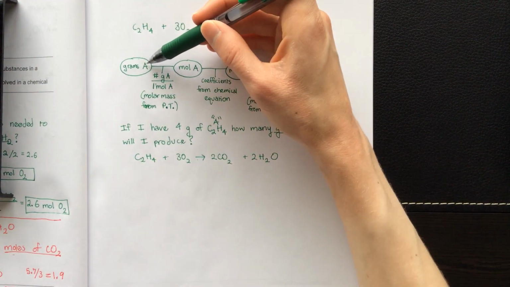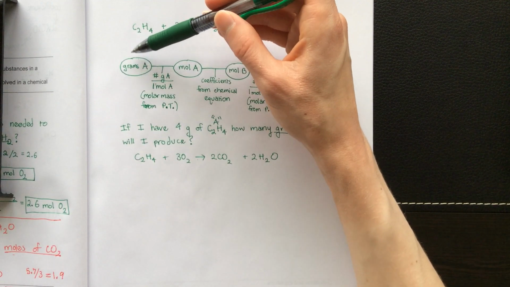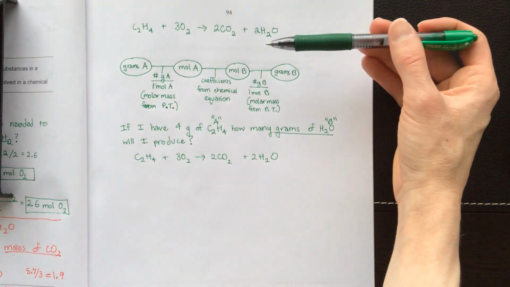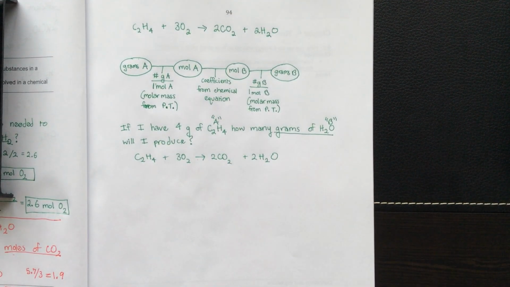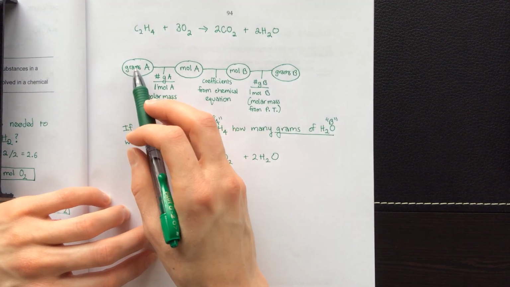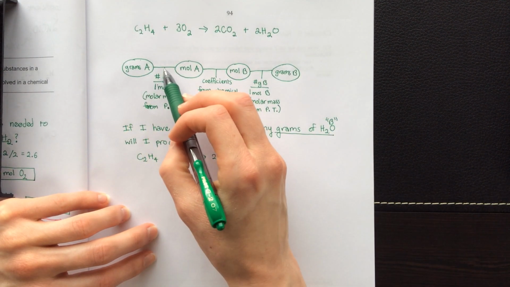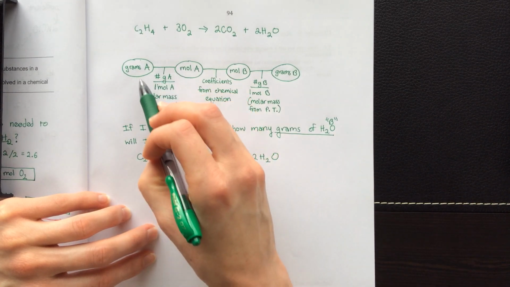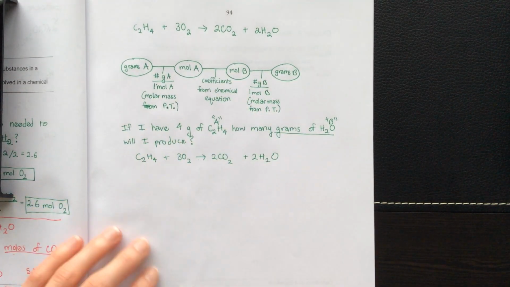To do that, I have to do these 3 conversions. There's no way I can go straight from grams of A to grams of B. There's no conversion factor that will do that for me, unfortunately. It would be nice if there was. So what I need to do is just follow this map and think of each of these circles as a destination and each of these conversion factors as the road that I use to get to the destination.